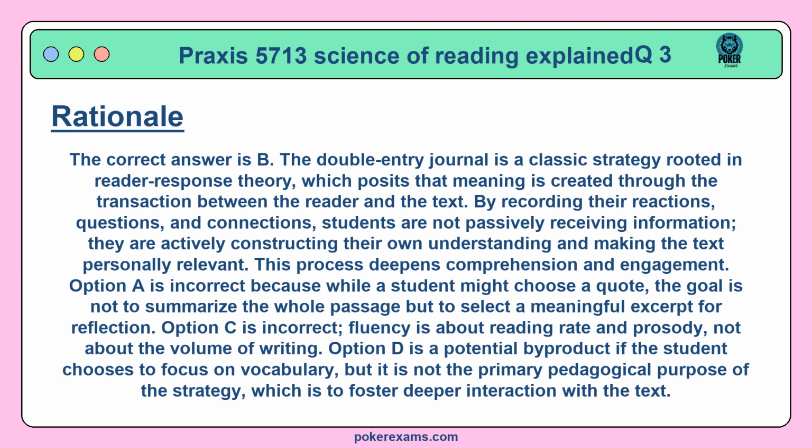Option A is incorrect because while a student might choose a quote, the goal is not to summarize the whole passage, but to select a meaningful excerpt for reflection. Option C is incorrect. Fluency is about reading rate and prosody, not about the volume of writing. Option D is a potential byproduct if the student chooses to focus on vocabulary, but it is not the primary pedagogical purpose of the strategy, which is to foster deeper interaction with the text.